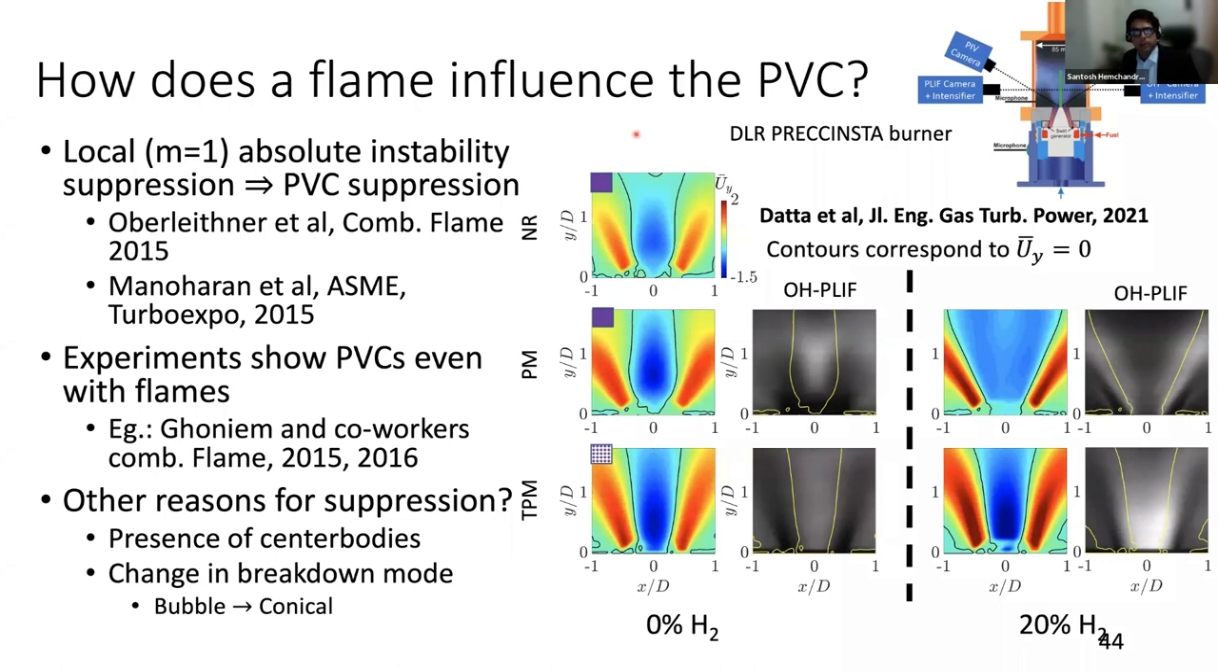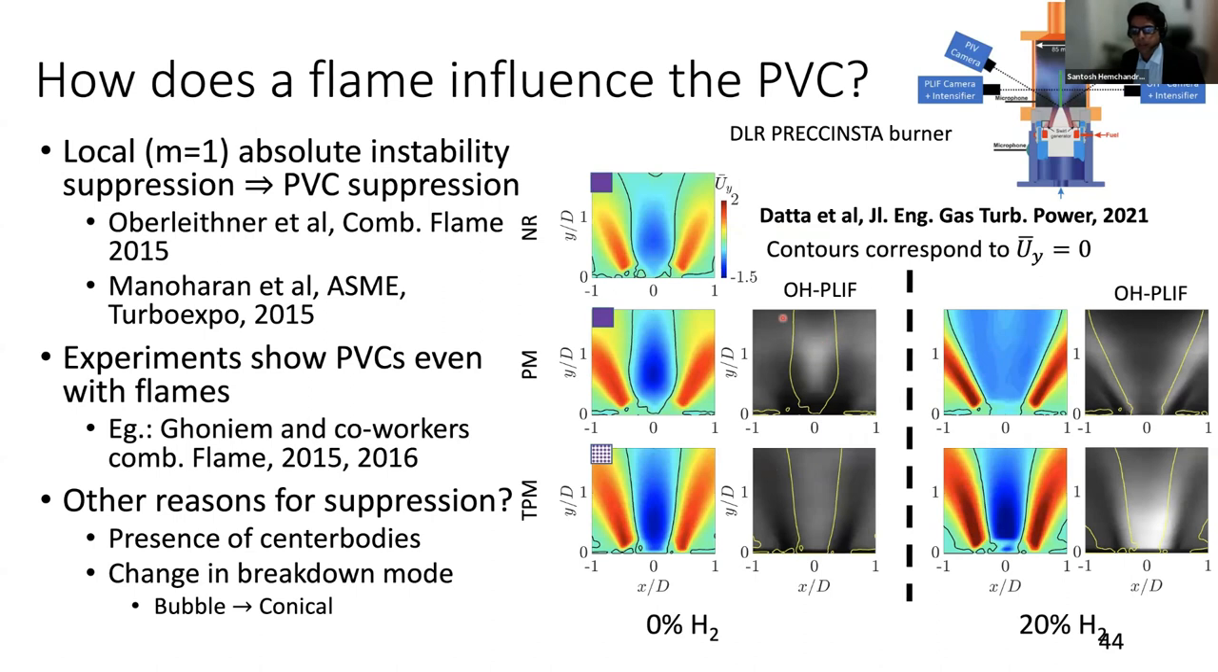So there's been two of us that looked at this using local stability techniques, and we showed that if you have a flame in a shear layer, that suppresses absolute instability. And we roughly reached the conclusion at the same time. But then you have experiments like Gonin's experiment that show a flame in a shear layer across a range of equivalence ratios that shows a PVC always. So there must be some other reason for suppression, and that is suggested by this recent study, which we did in the context of Tekinsta using DLR measurements.